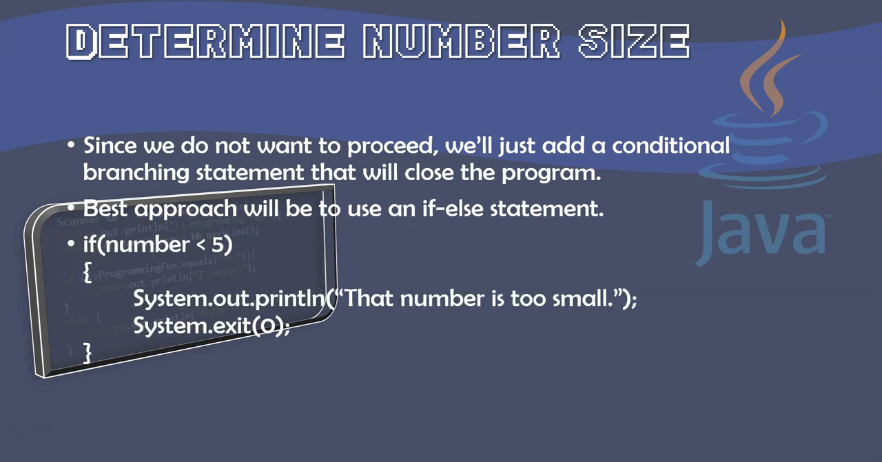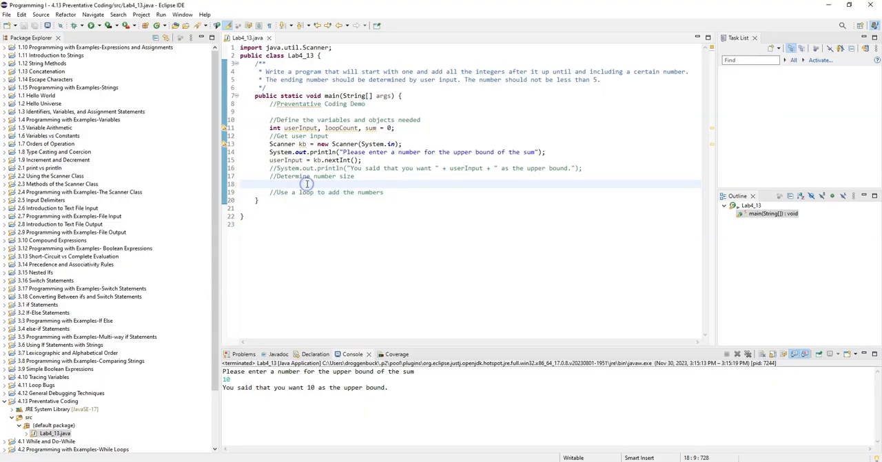So we can say, for example, if number is less than 5, System.out.println "the number is too small," System.exit(0). And we can do this even though we haven't yet made the looping part, because notice we're not using a break here, we're using System.exit, which means this is going to close out of the program completely. So let's go ahead and add that in here.